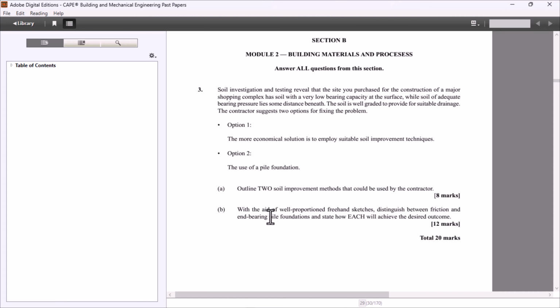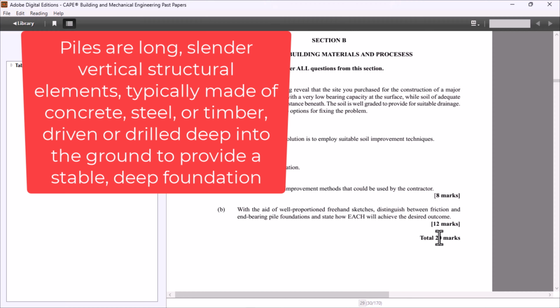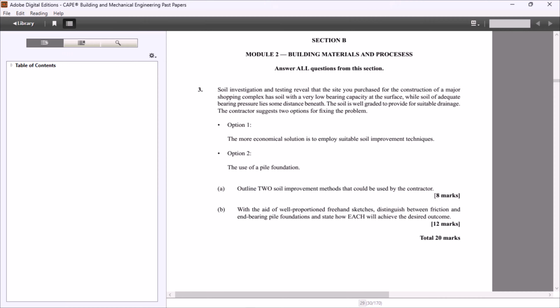Part B says, with the aid of well-proportioned freehand sketches, distinguish between friction and end-bearing pile foundations and state how each will achieve the desired outcome. So what you're trying to achieve here is to use piles so that you will be able to build on soil that has low load bearing capacity. So how does this work? So let me show you.